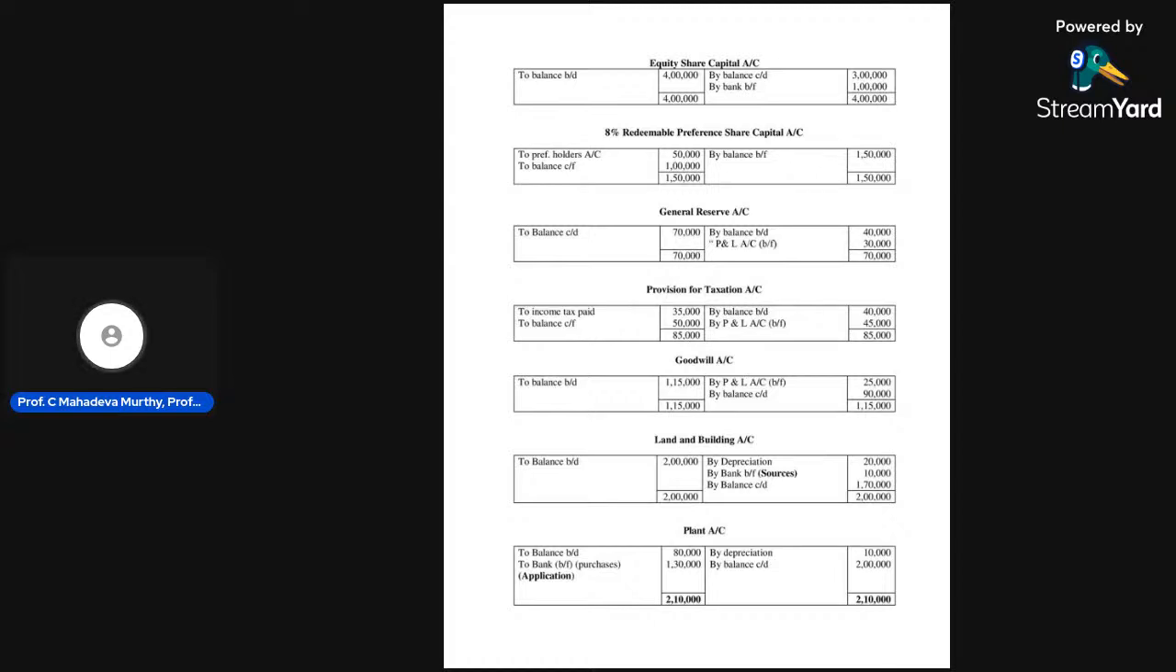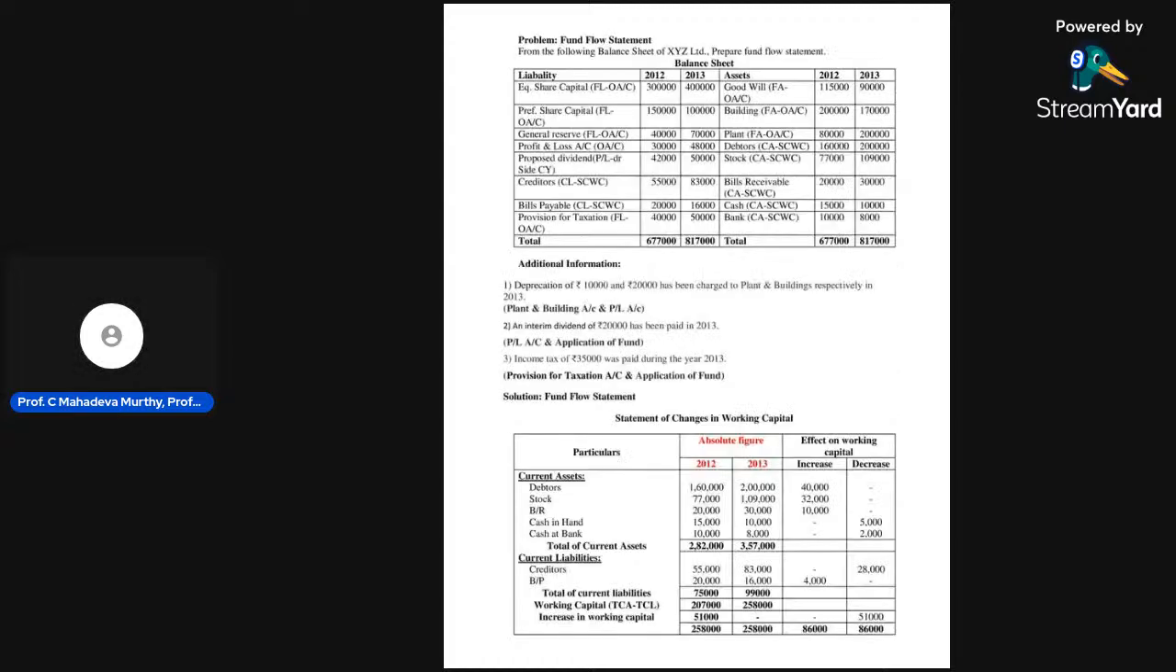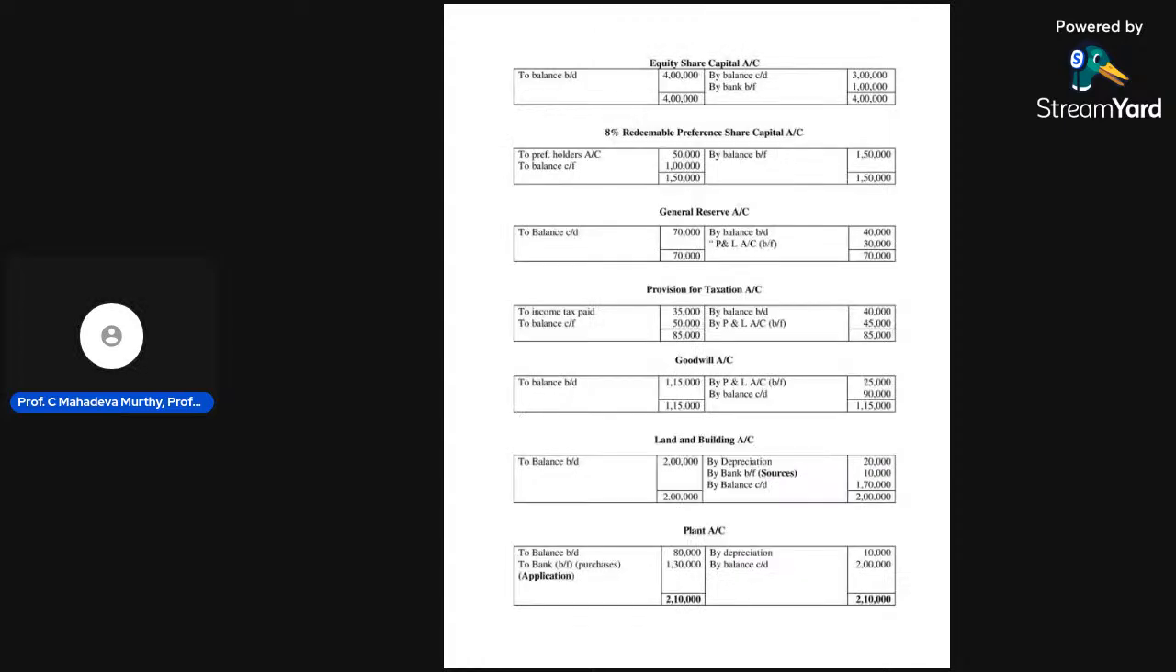General reserve, by balance brought down 40,000. See in the general reserve, balance brought down 40,000, balance carried down 70,000. Then the difference is 70,000.